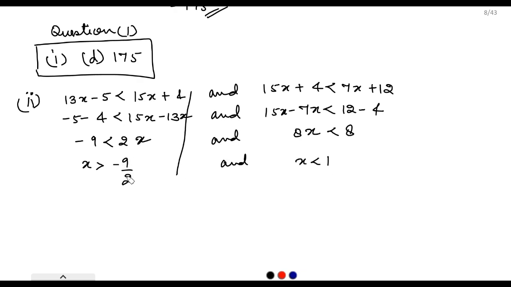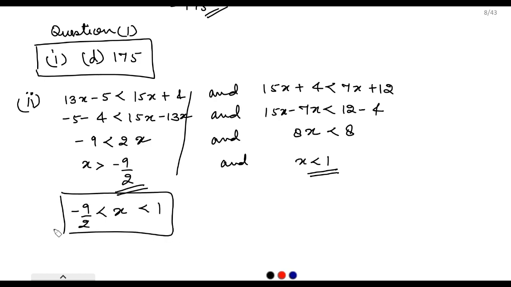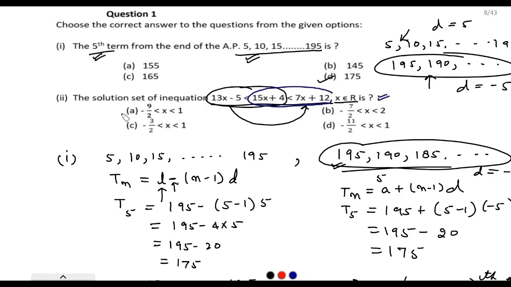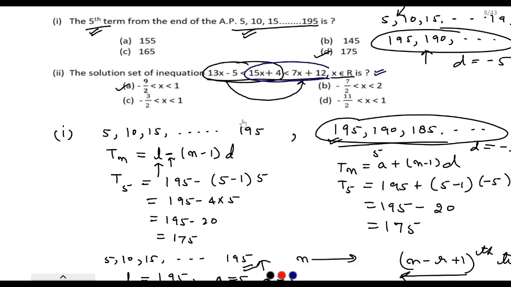Solution of the first inequation is x is greater than minus 9 by 2 and second is x is less than 1. When we combine these 2, we will get x is greater than minus 9 by 2 and less than 1. This will be our final answer. Now which option is correct? Option A is the right option. Now give your answer in proper manner.